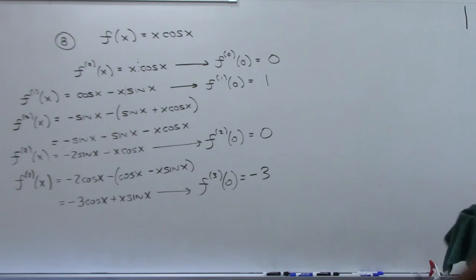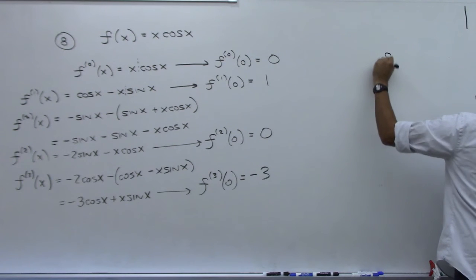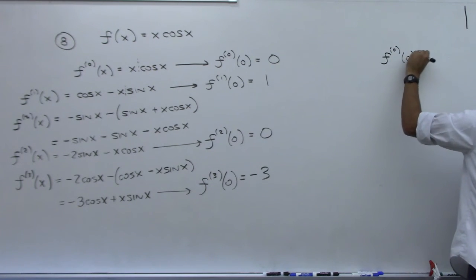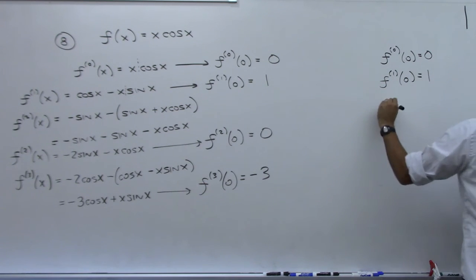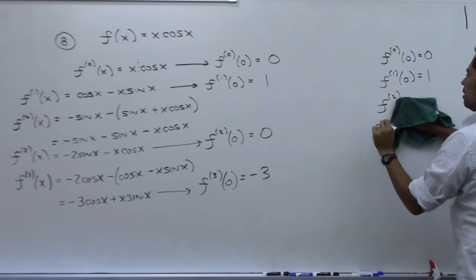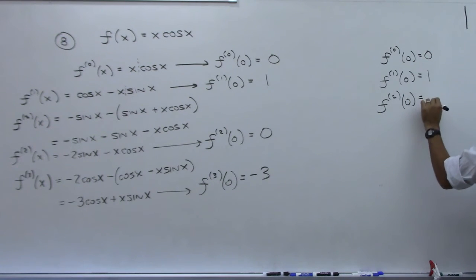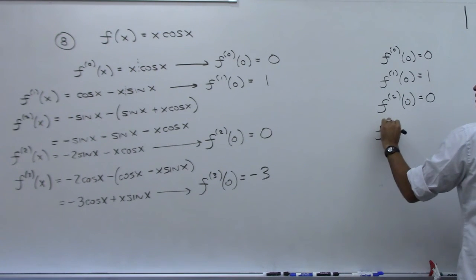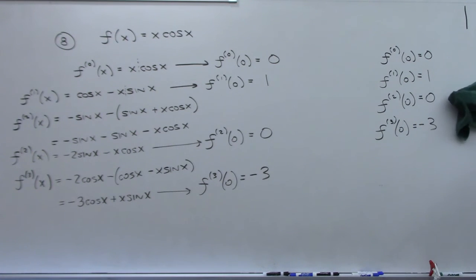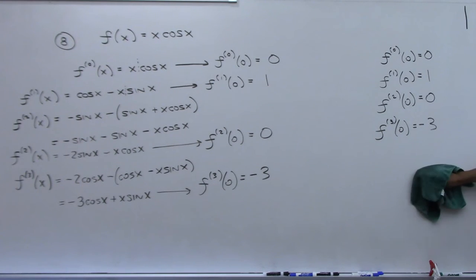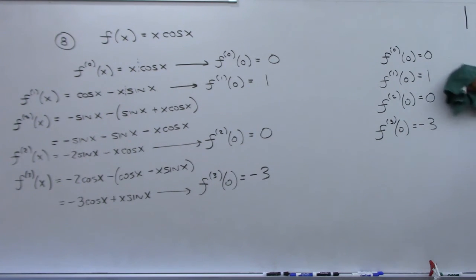All right, so let me write down over here so I have it. The 0th derivative at 0 is 0. The first derivative at 0 is 1. The second derivative at 0 is 0. The third derivative at 0 is -3. I'm hoping that when I do the fourth derivative, I get 0 again. Fifth derivative, maybe I'll get +5, right? 1, -3, +5, -7 when we do the seventh derivative.